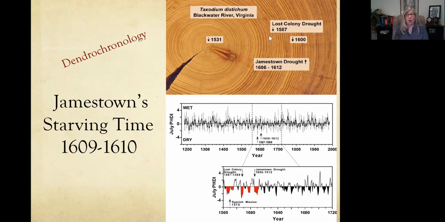Could that have been a factor why people died off at Roanoke? Maybe there was a massive drought. But look what goes on here. Here's 1607 to 1612. These are incredibly close together. So there was a terrible drought, and we refer to this as the starving time. There are accounts coming out of Jamestown, even of cannibalism, where some of the people died, and it was very, very desperate and devastating what went on there.